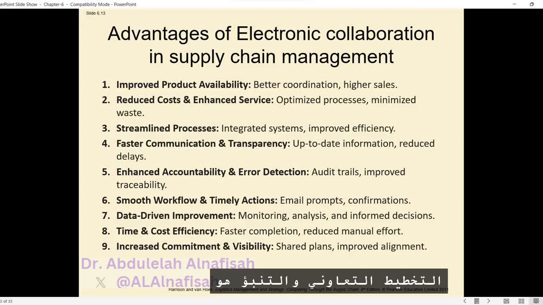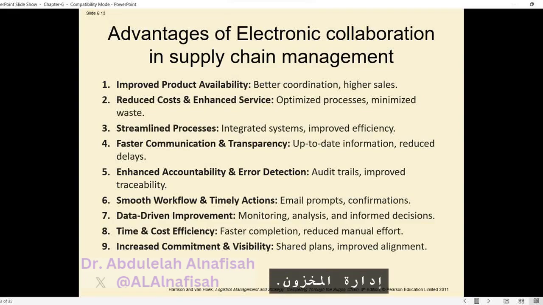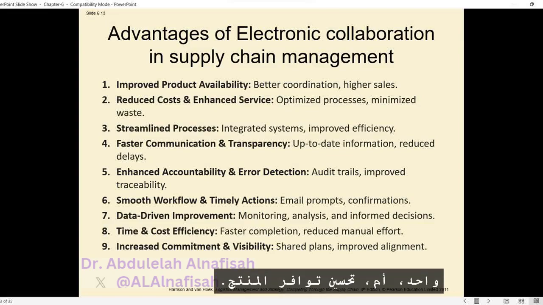Collaborative planning, forecasting, and replenishment (CPFR) is a strategy aimed at enhancing collaboration between buyers and suppliers to improve customer service and inventory management efficiency. Electronic collaboration in supply chain management offers various advantages. 1. Improved product availability. Electronic collaboration enhances coordination and information sharing, leading to better product availability and potentially increased sales. 2. Enhanced total service and cost reduction. By reducing uncertainty and improving coordination, electronic collaboration optimizes processes, resulting in improved total service levels and cost reductions. This includes minimizing waste and optimizing resource allocation.